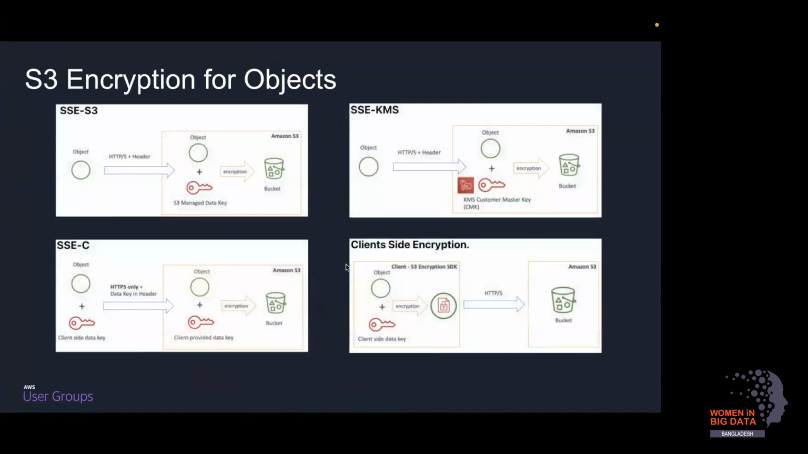So this is exactly what I've explained, narrated in the diagram. In case of SSE-S3, you are not worrying about anything. You just upload your data and Amazon will take care, I mean, the S3 service will take care of everything. In case of KMS, it is as simple, but you have to define the keys in KMS, and S3 automatically will take care of KMS, and KMS will take care of encrypting.